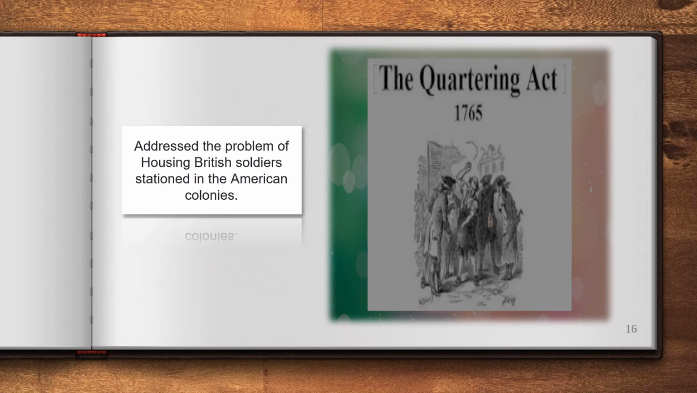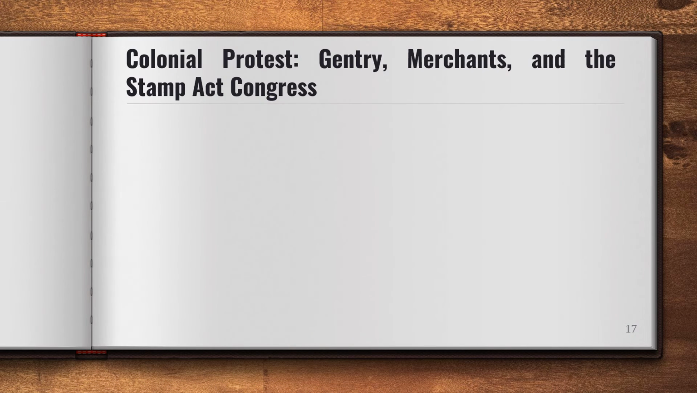Ever since sa panahon pa ni James II, ganun din ang nangyari, kaya it became arguing specifically in New York in 1776 wherein their assembly had refused to follow this act. Now, let's proceed to the colonial parties, gentry, merchants, and the Stamp Act Congress.